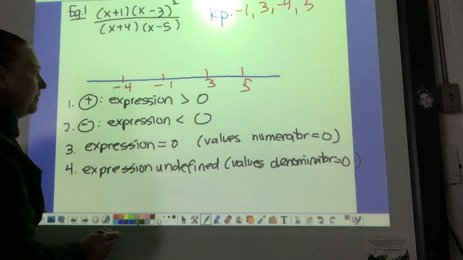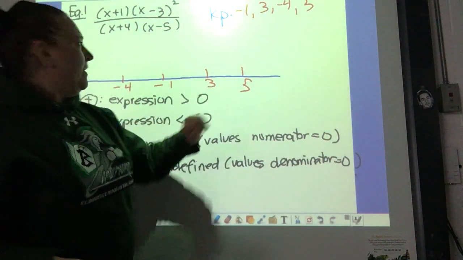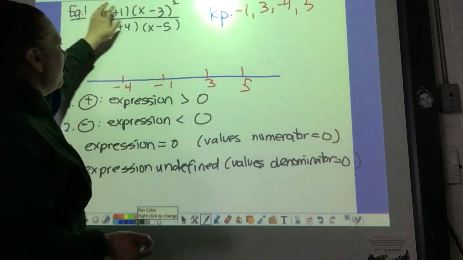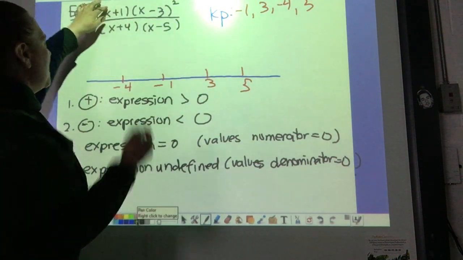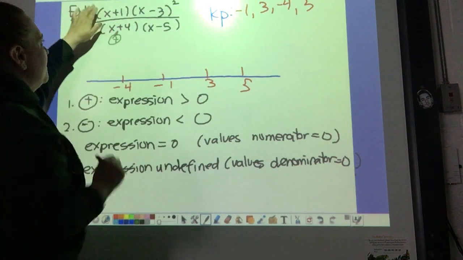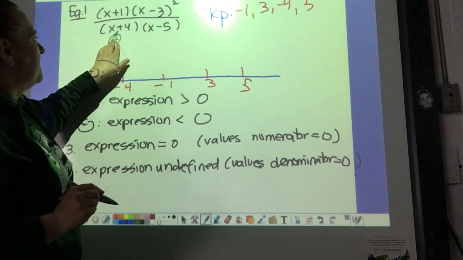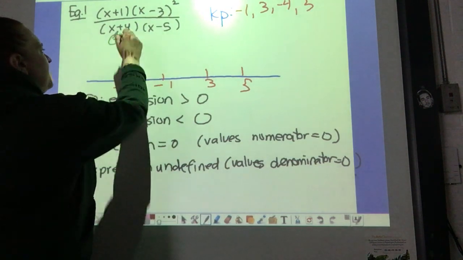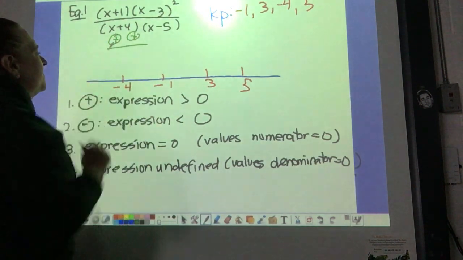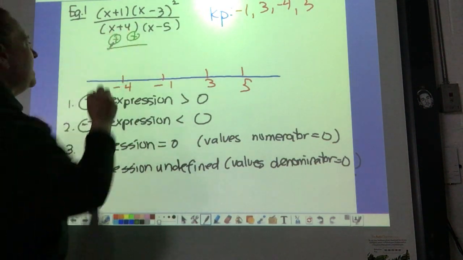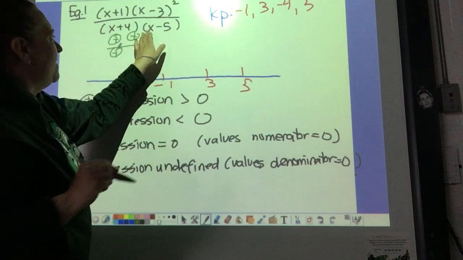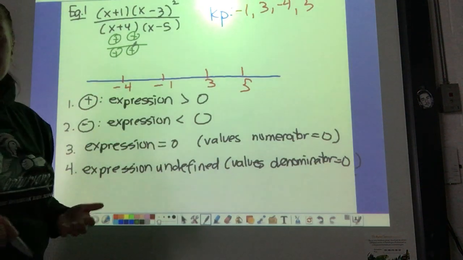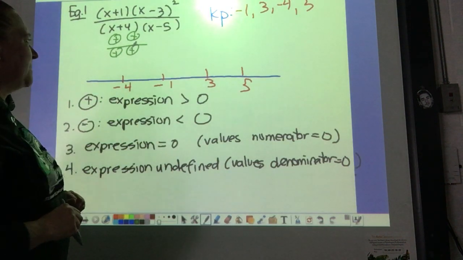Okay, so let's use a billion just to make it fun, because a billion is greater than 5. A billion plus 1. I don't care what the answer is. Is that positive or negative? Well, that's positive. A billion plus 1 would be positive. A billion minus 3 and then square it, well, that also would be positive. A billion plus 4, well, that's positive. A billion minus 5, that's positive. Again, I don't have to actually get the numbers. I'm not graphing. I just want the signs.